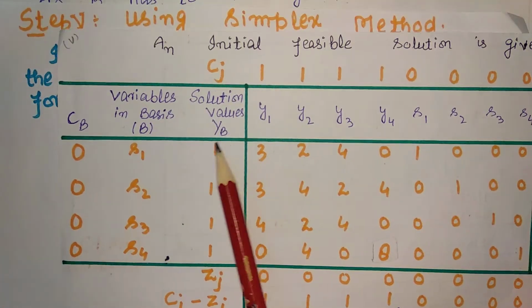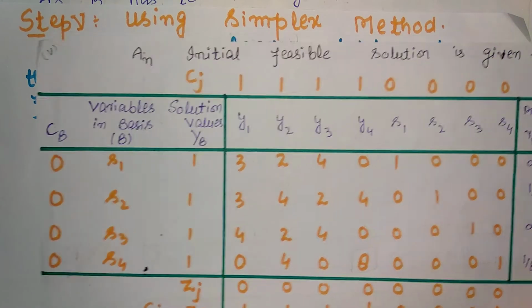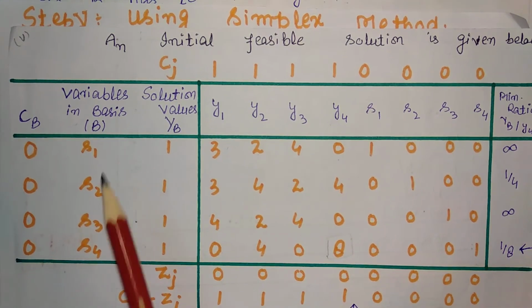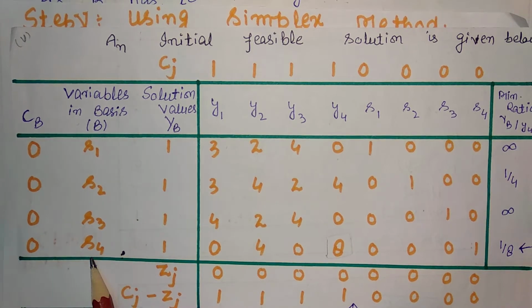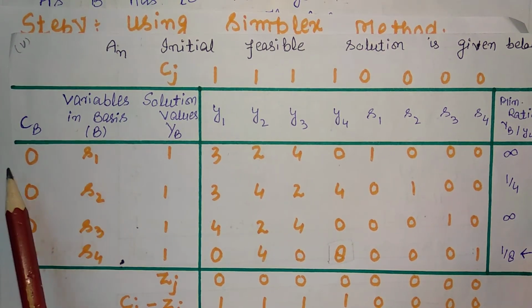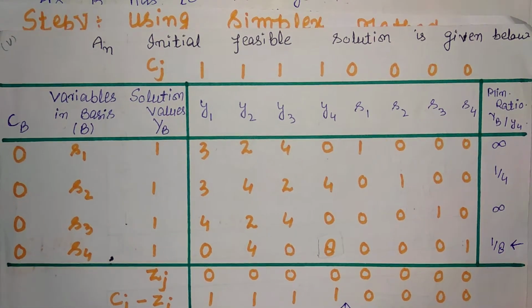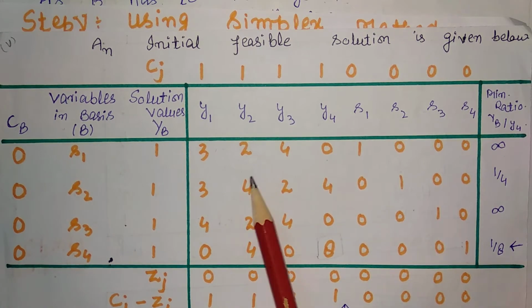So I had written here 1, 1, 1 and 1. And the variables in the basis are the slack variables. Here the slack variables are s1, s2, s3 and s4. And Cb are the coefficients of the basis, that is the coefficient of s1, 0, coefficient of s2, 0, coefficient of s3 and coefficient of s4. Okay. After that, I have to fill out the table.